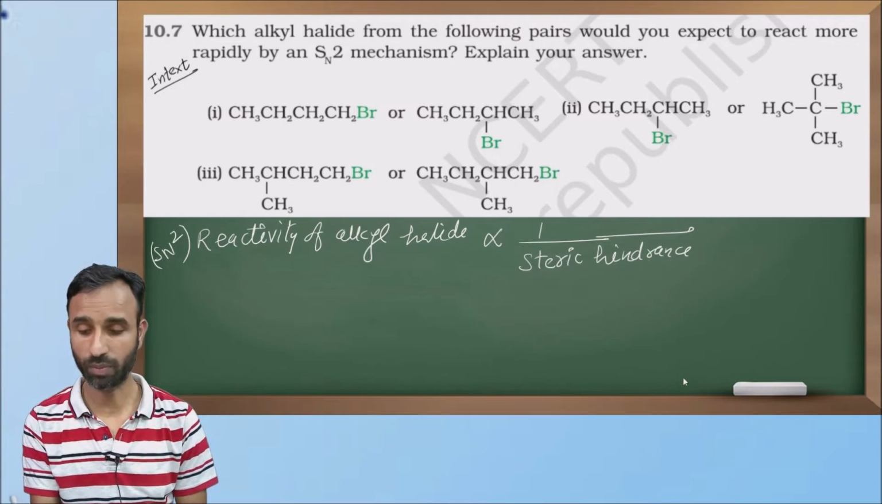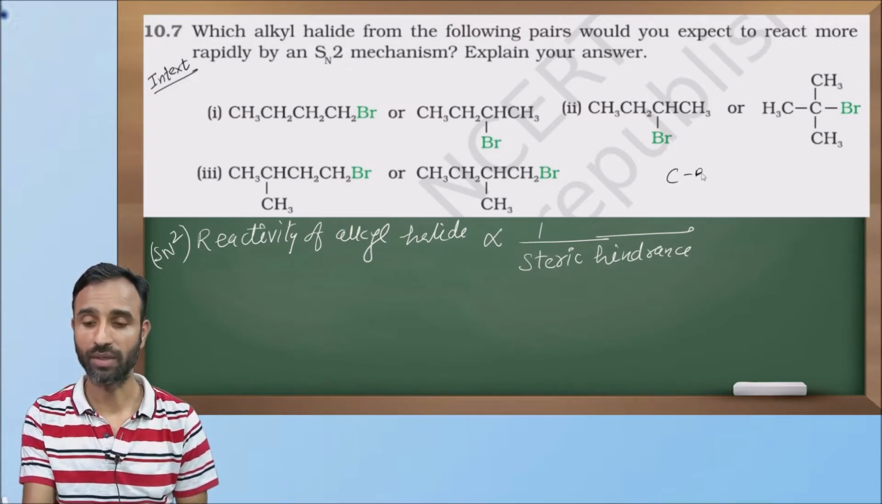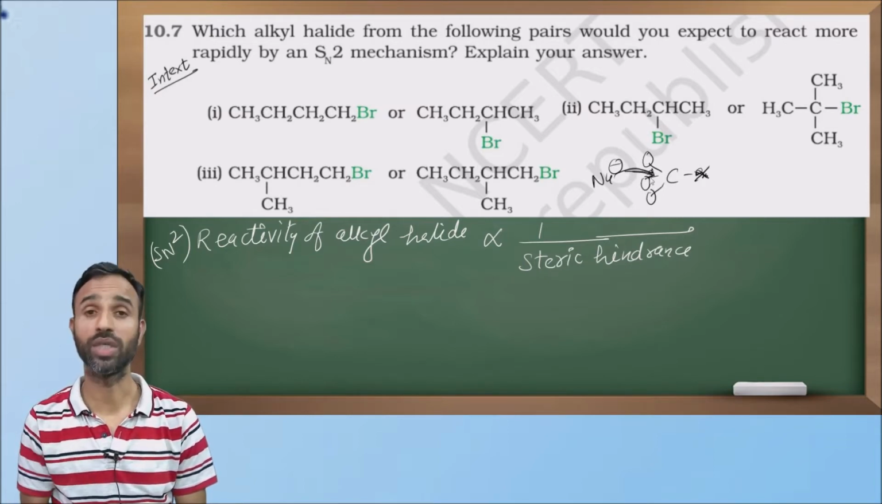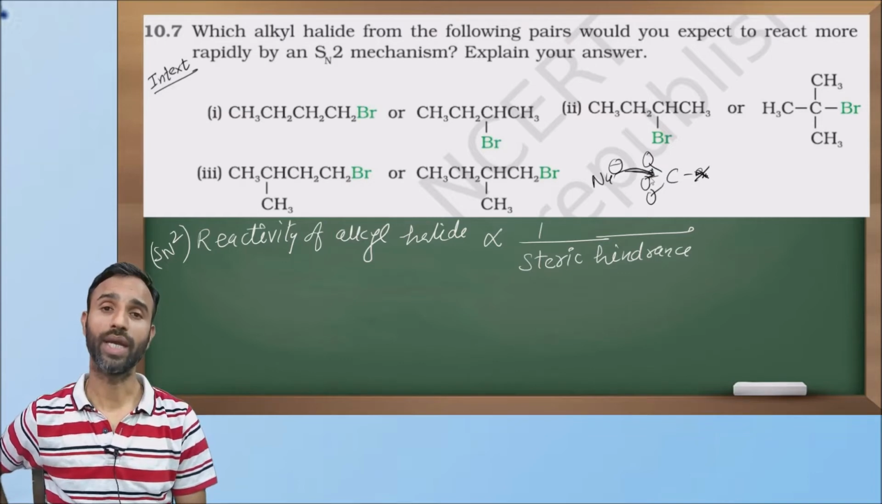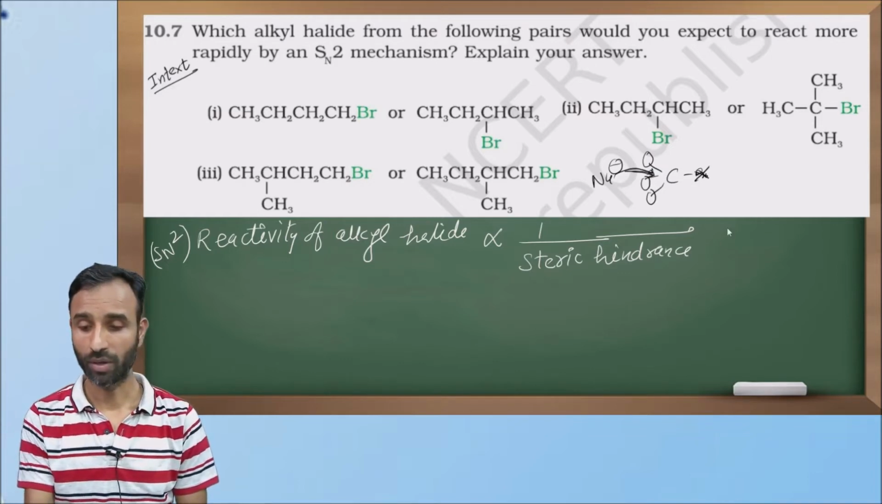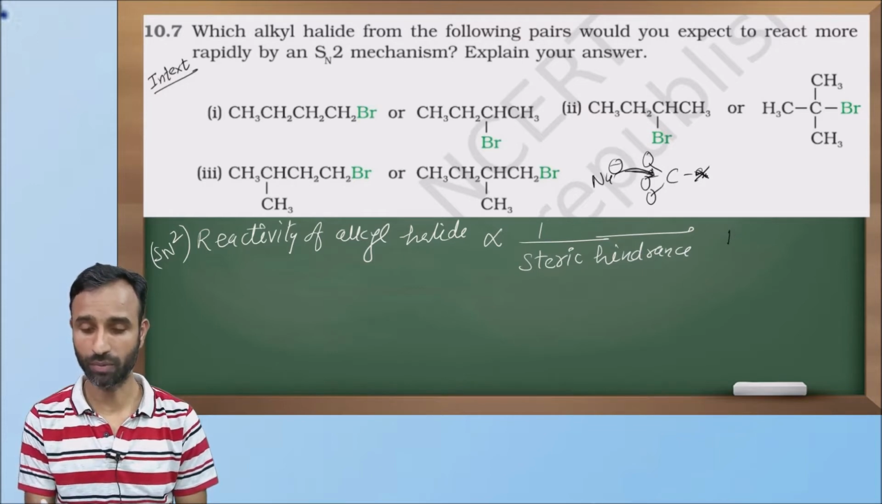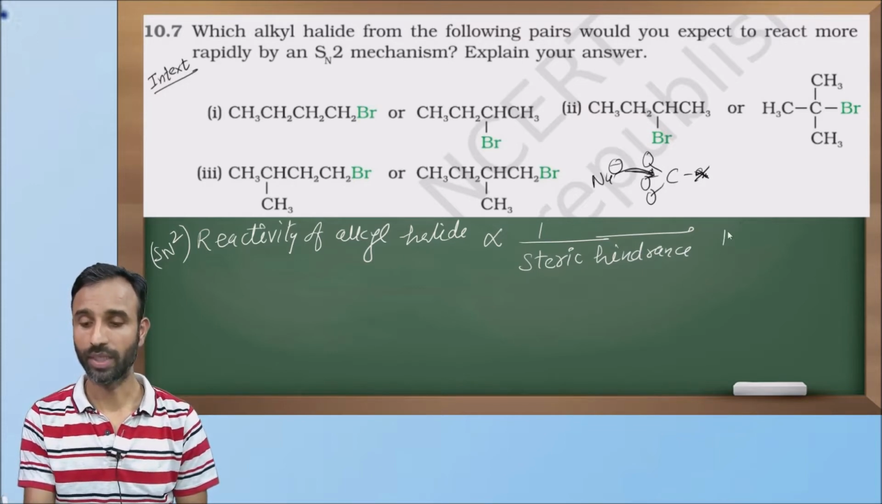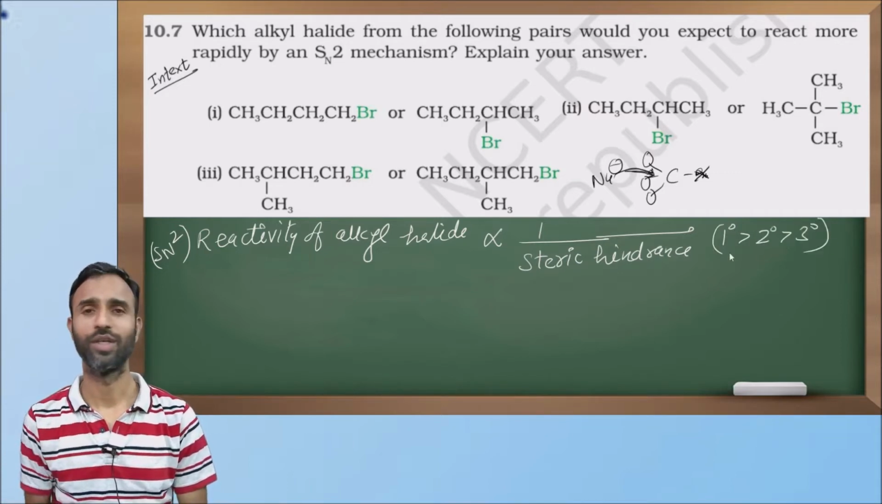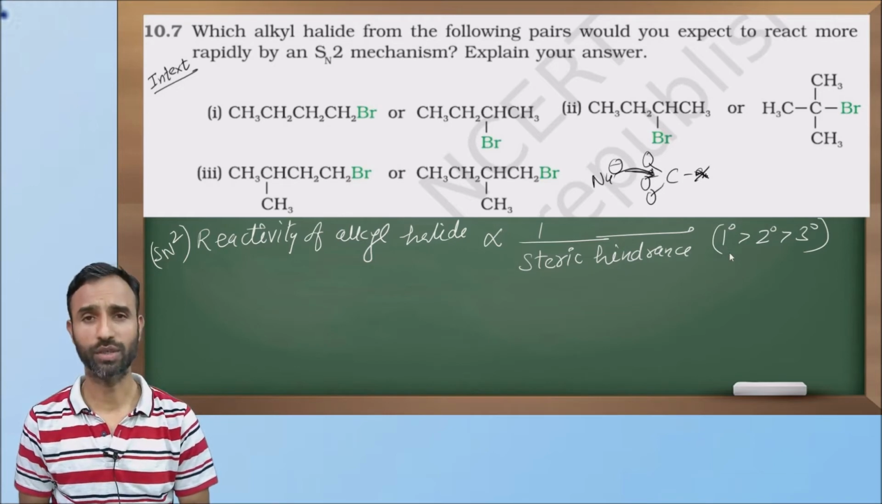The attack takes place from the back side, like C–X. So the nucleophile will attack from the back side. So if these groups are bulkier, then the attack is hindered. So it is inversely proportional to steric hindrance. So tell me, in order of reactivity, primary is more reactive. In this case, primary alkyl halide is more reactive than secondary than tertiary. So just see which one is more reactive.